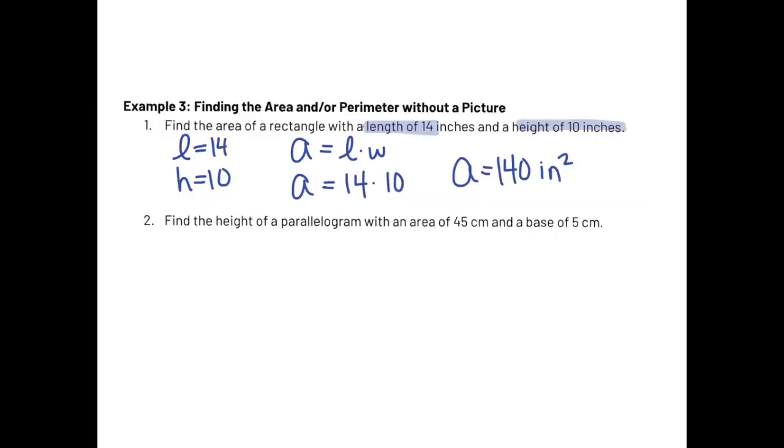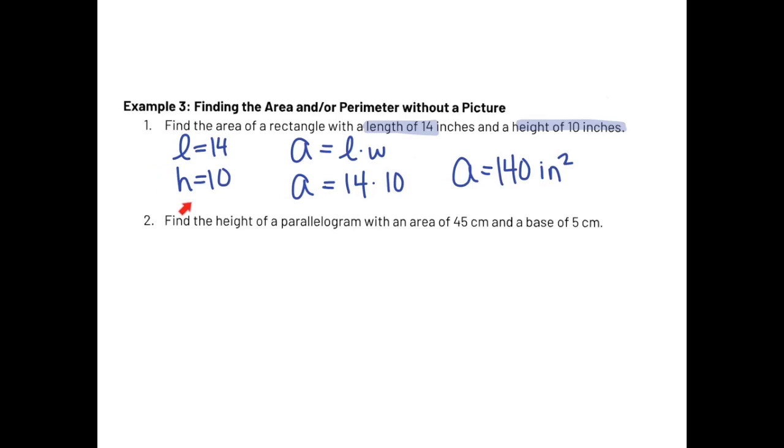If we attempt those problems without a picture, then it's really just recognizing and labeling using symbols what information is given to you. You are finding the area, so I wrote down the area formula, and I've highlighted or underlined, recognize the information that's given. The length of 14, so L equals 14, and the height of 10 inches, H equals 10. Now this is where it could get a little confusing with the fact that the formula has an L and a W, but I was given an L and an H.